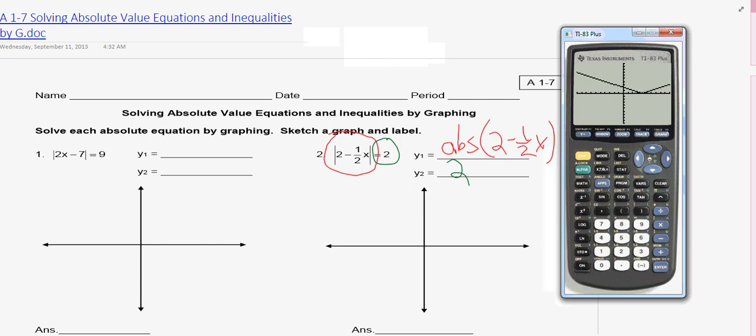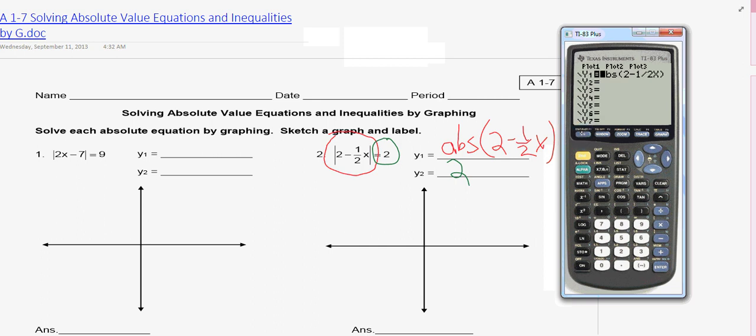You can see that the absolute value, everything inside of the brackets there, if it turns out to be negative, then the absolute value function will make it positive. So it goes all the way down until it gets to 0, and then it starts becoming positive and gets above the x-axis.